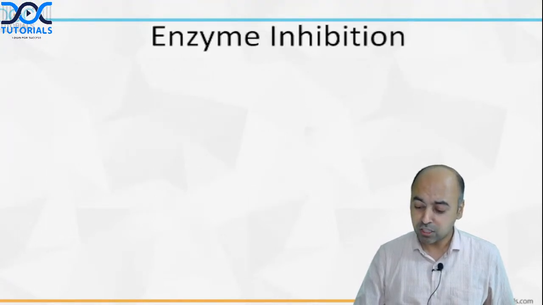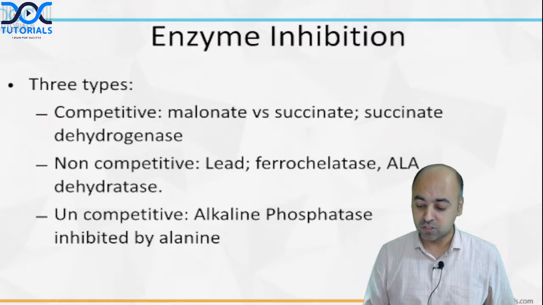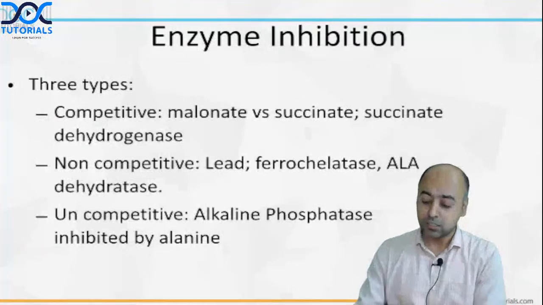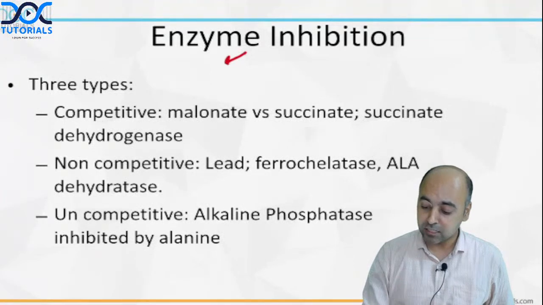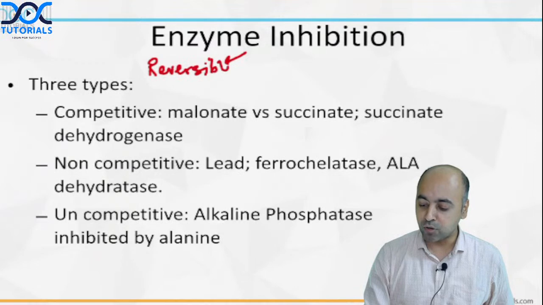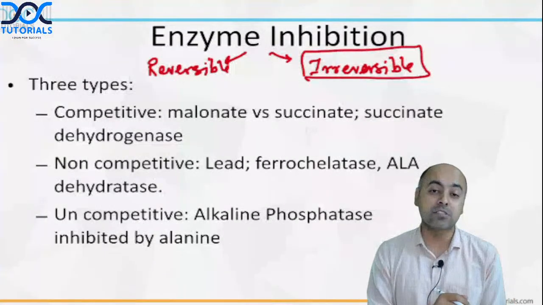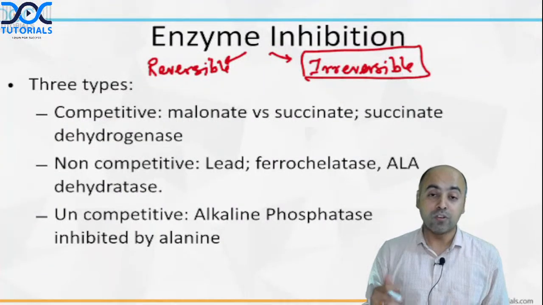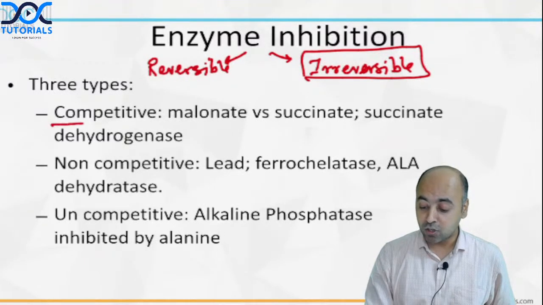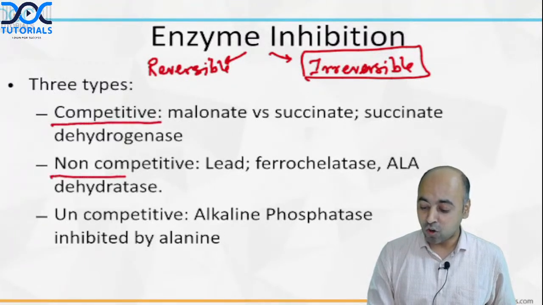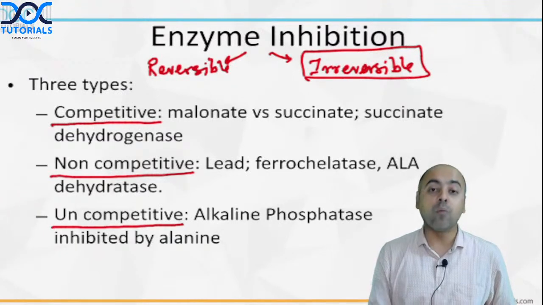So when we are talking about enzyme inhibition, the first thing that you have to remember is that enzyme inhibition can either be reversible, which is clinically very important, or it can be irreversible. In case of irreversible, the subtypes are not important because management for all irreversible subtypes is still the same. When you talk about reversible enzyme inhibition, the three subtypes are competitive, non-competitive, and uncompetitive.